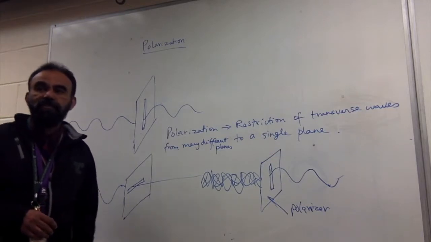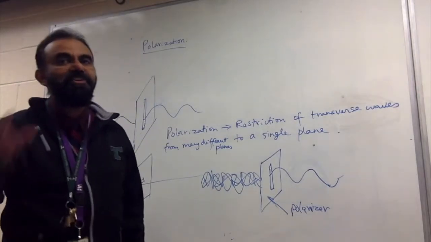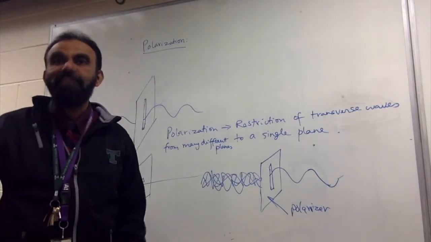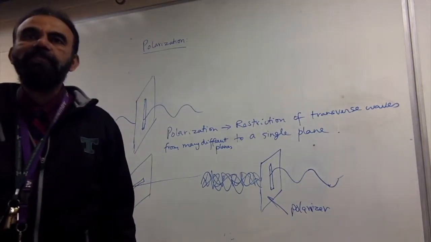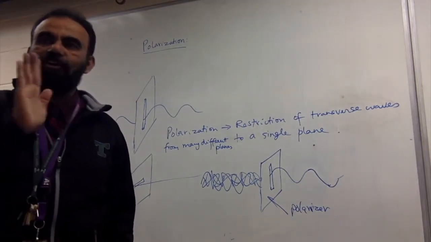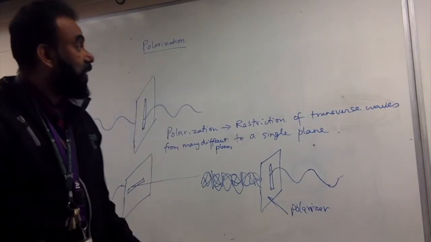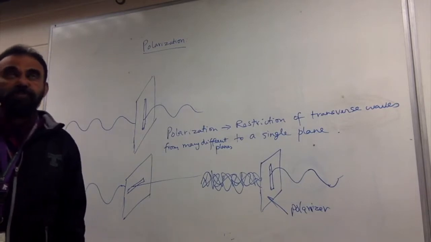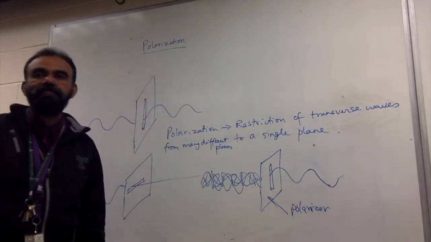Why is sound not polarizable? It's not transverse. It is longitudinal. So if I create sound, sound will go through that gap, because sound is longitudinal, not transverse. So in other words, light was proved to be transverse through polarization of light.